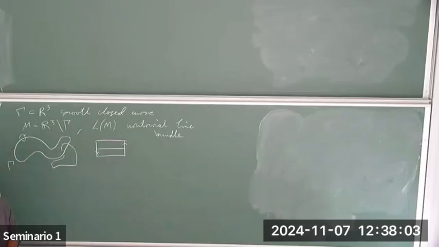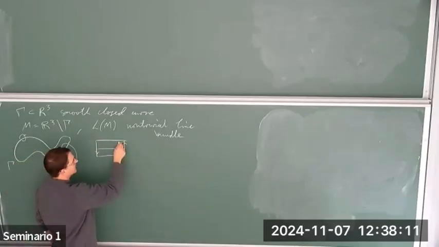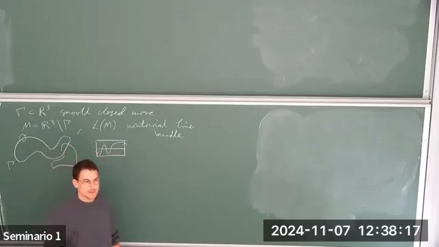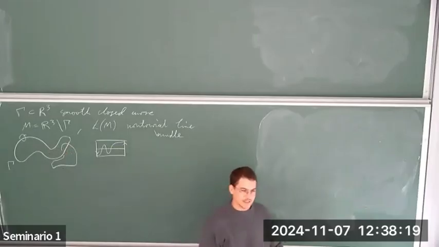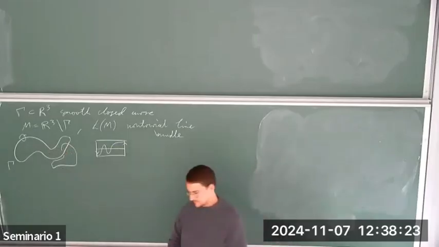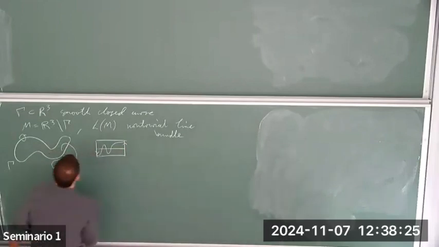And in particular, any section of this bundle has to have a 0 on such a curve, because if it starts here, it needs to end here, and so it has to cross 0 at least once. And if it only has isolated zeros, then there'll be an odd number. Okay. This is our bundle.